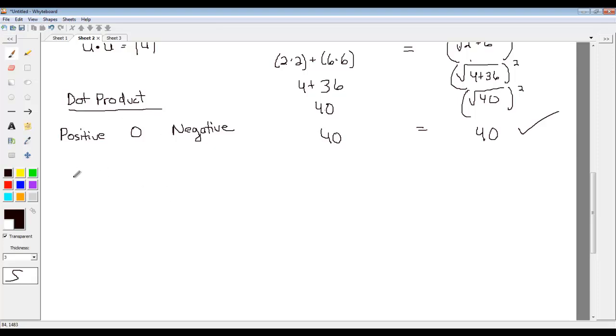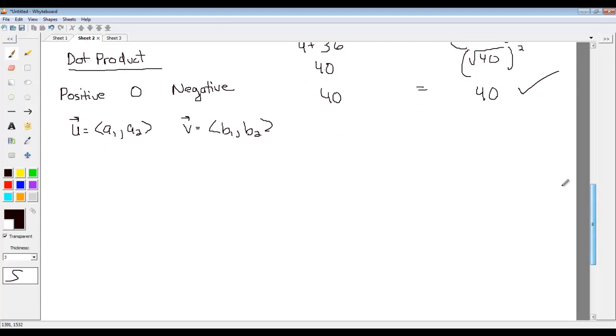Okay, so if you've got vector u, and let's say you've got a1, a2 for vector u. Now you have vector v with b1, b2. Alright, let's quickly sketch those on an axis system. So, like vector u, let's put it here. Then vector v, let's put it here.